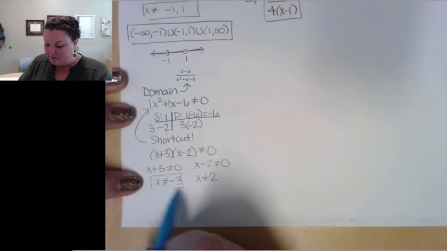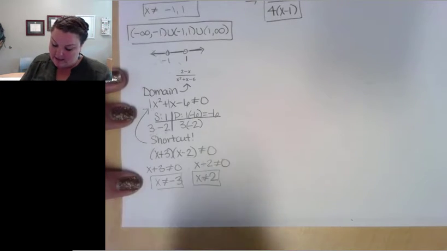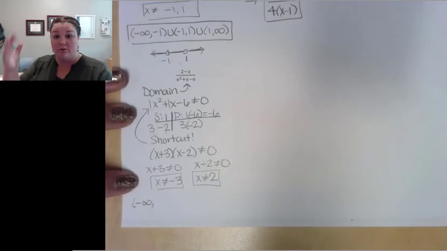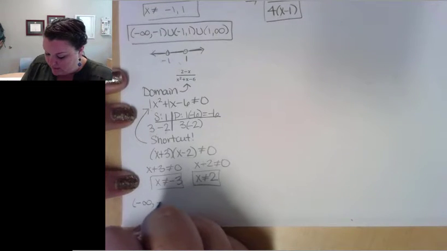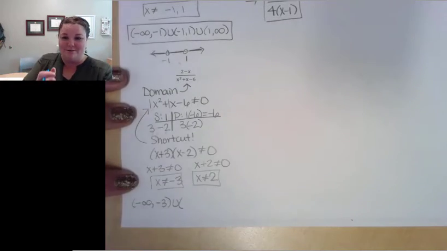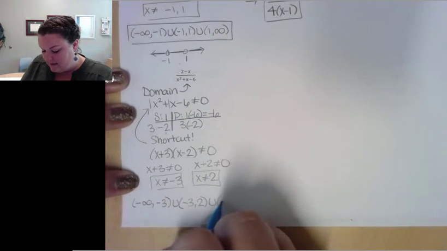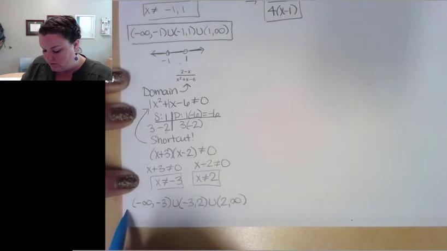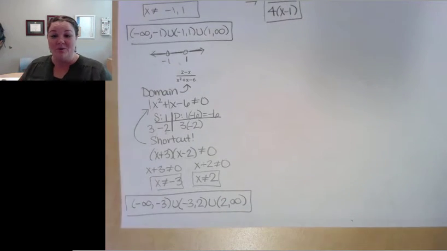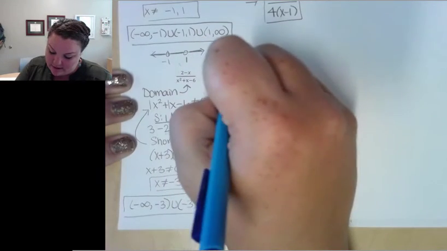And again, I'm fine with this, but if they ask you to write out the actual domain, that means x can be anything from -infinity up to our first excluded value, which would be -3. Then it can be anything from our first excluded value to our next excluded value, so -3 to 2, and then anything beyond 2. Okay? All right, so we're good with our domain. Now we just need to factor this guy. Factor.